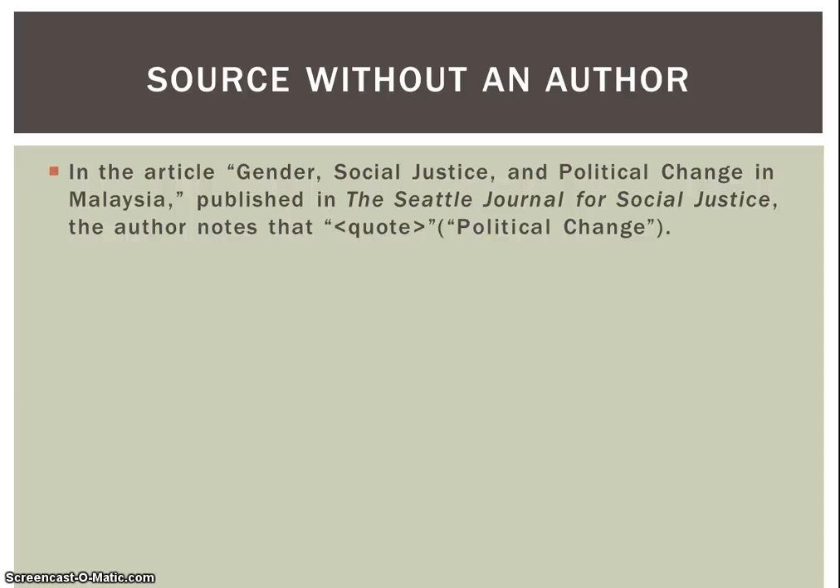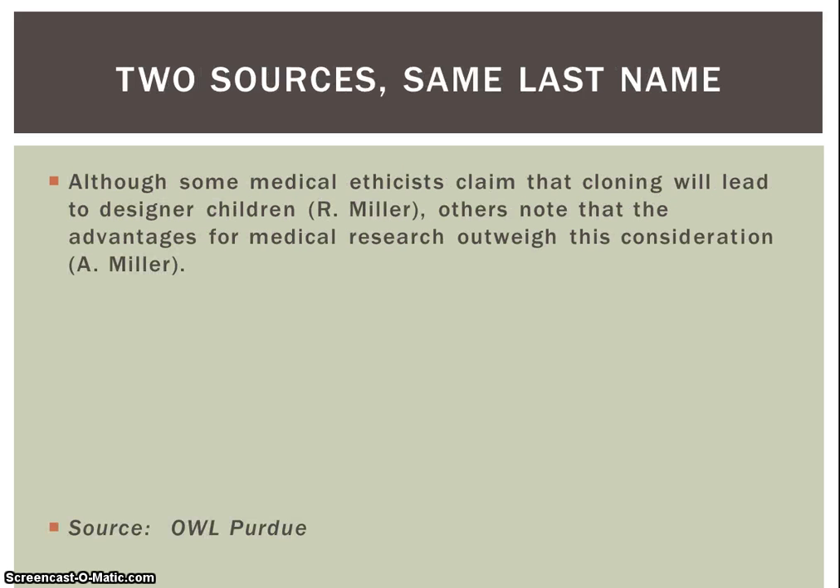So for instance, you wouldn't want to choose "political change" for the citation here if you had another source without an author that also had the words political change in it. So abbreviate it in some way that your reader is going to be able to identify it on the Works Cited page, and just put that abbreviation inside of quotation marks. So again, this is a source without an author.